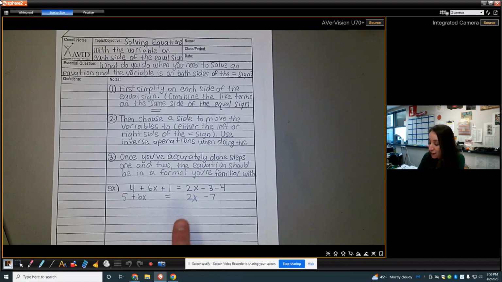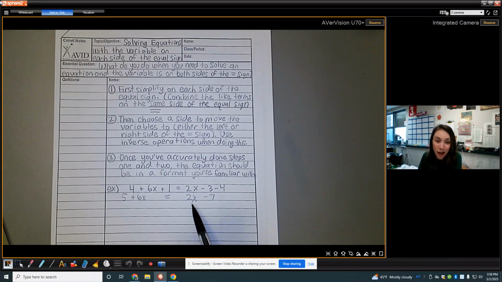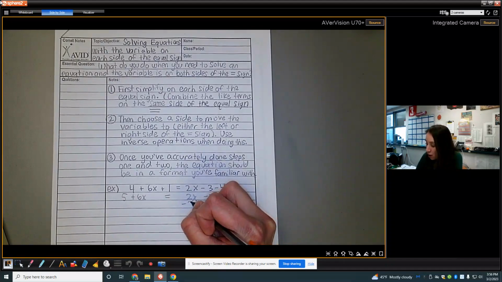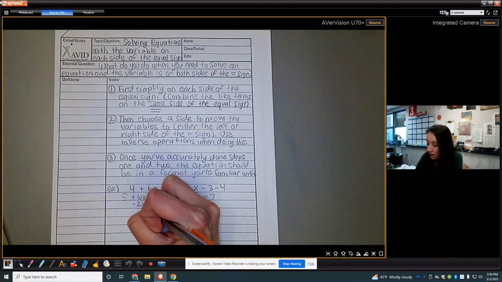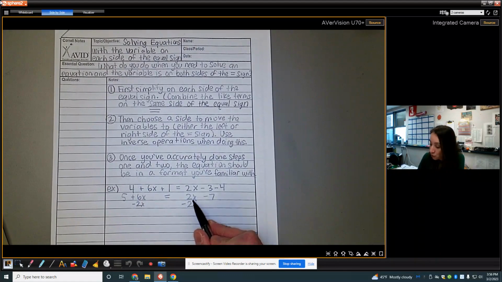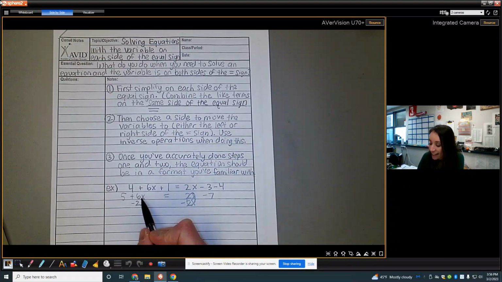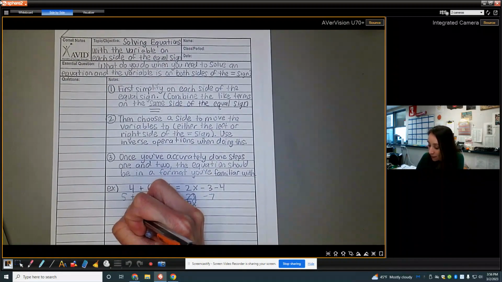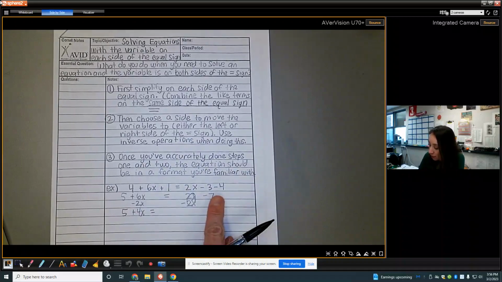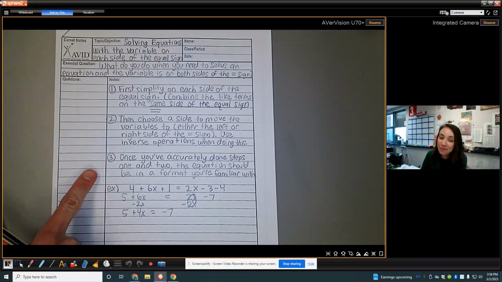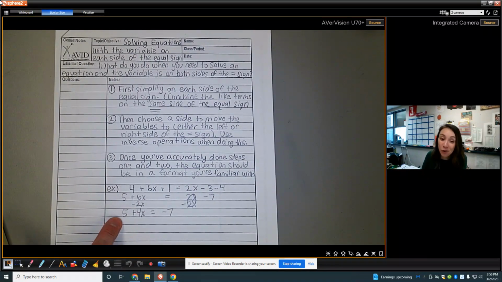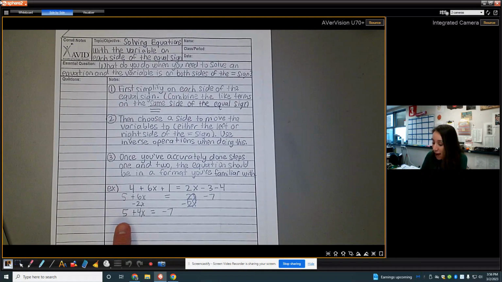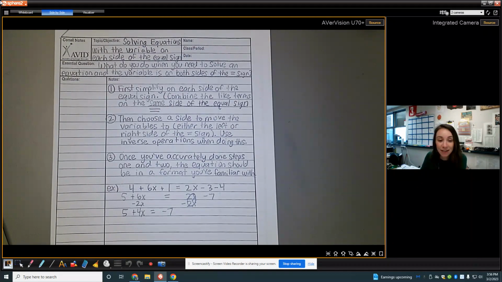I'm going to go ahead and move this 2x over here to the left. The inverse operation of a positive 2x is minus 2x. So I'm going to subtract 2x from both sides of the equal sign. 2x take away 2x is 0. 6x take away 2x is positive 4x. And I'm going to bring down the rest of my problem here. So now, once you've accurately done steps 1 and 2, the equation should be in a format that you're familiar with. So we have right now 5 plus 4x is equal to negative 7.